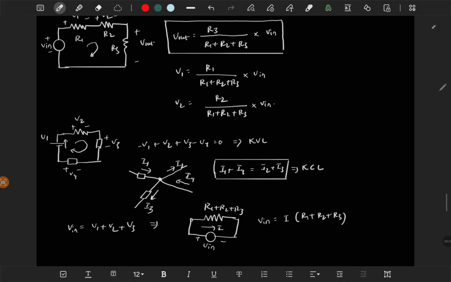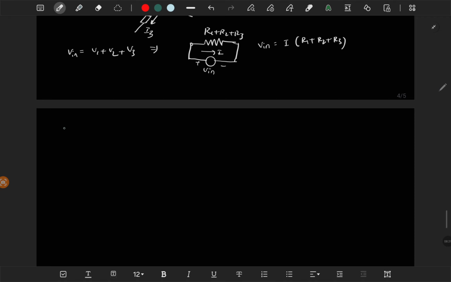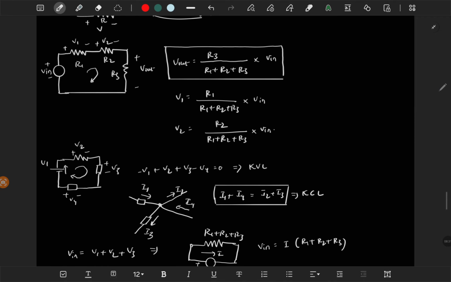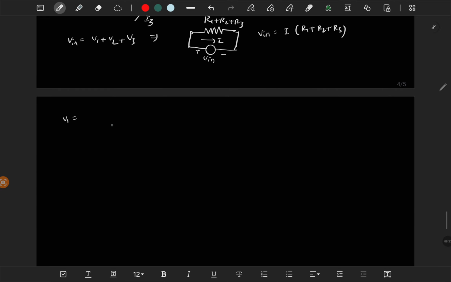Now, if you want to find, let's say, V1, all 3 resistors are in series, so the current flowing through all the resistors is equal. So V1 is, according to Ohm's law, the effective current I into the resistance value. So what is I? It's V by R1 plus R2 plus R3, times R1. So this is how you get it.